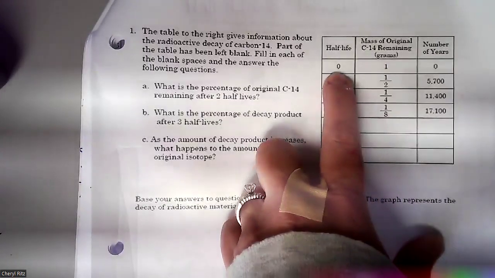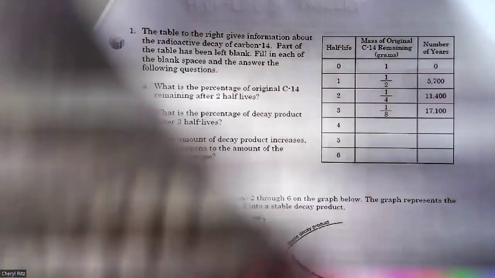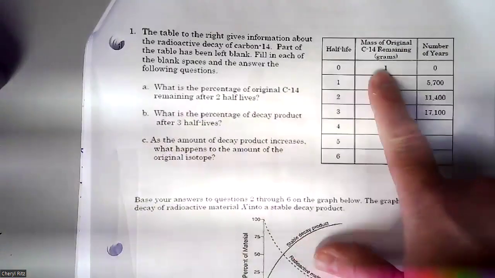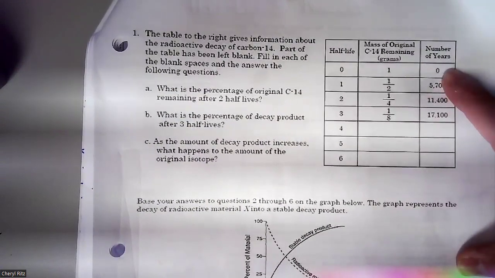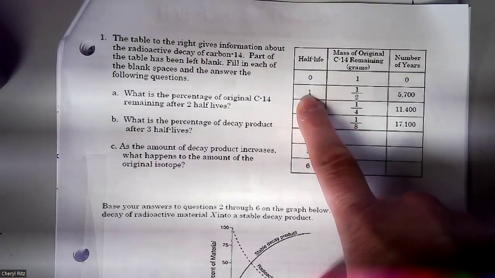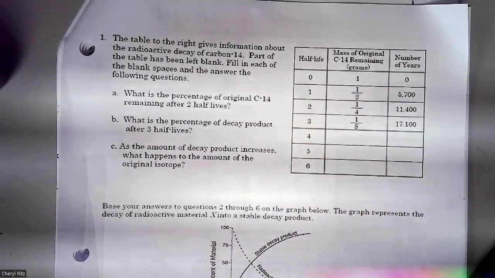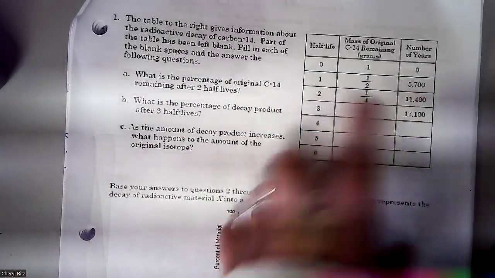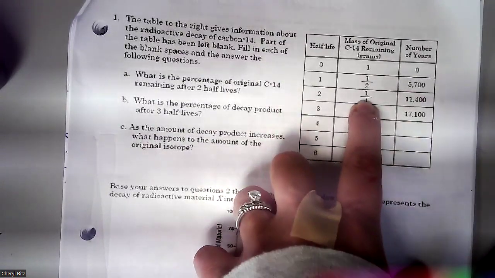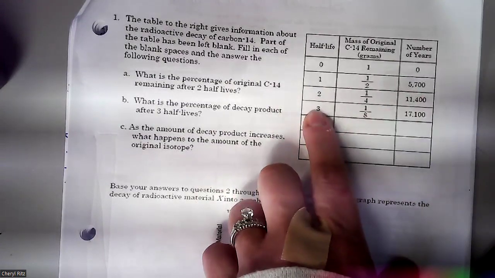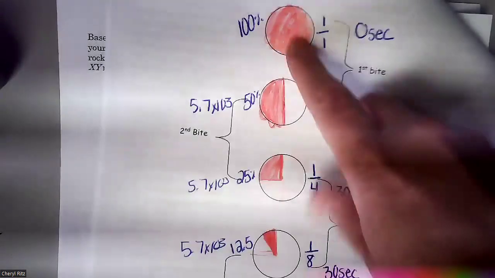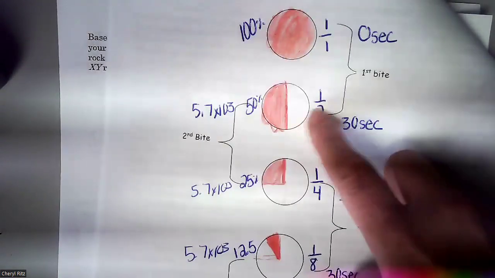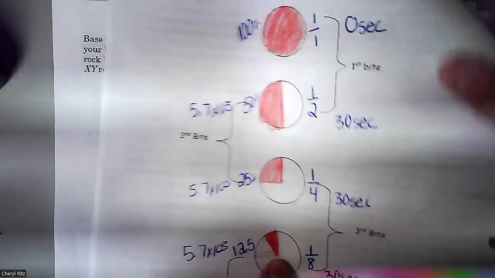So as you see here, it's very similar to the work we did yesterday with the Twizzlers. After 0 half-lives, we have a whole, now this is a gram, but we have a whole gram, and that took 0 years to get to a whole gram. Then after 1 half-life, we're down to half that gram, and it took 5,700 years. 2 half-lives, we're at a quarter, and it takes 11,400. 3 half-lives, we're down to an eighth. It takes 17,100. Now this should be seeming familiar. Like we did yesterday, we started with a whole, we went to a half, a quarter, and then an eighth.